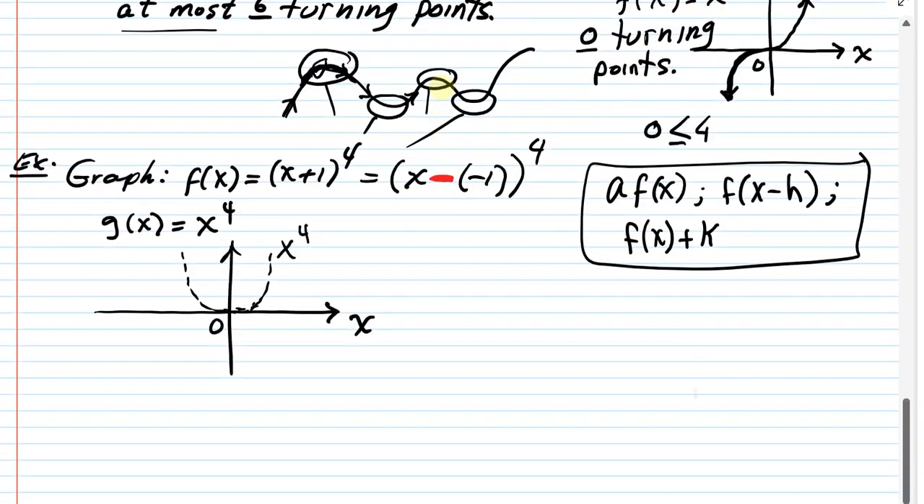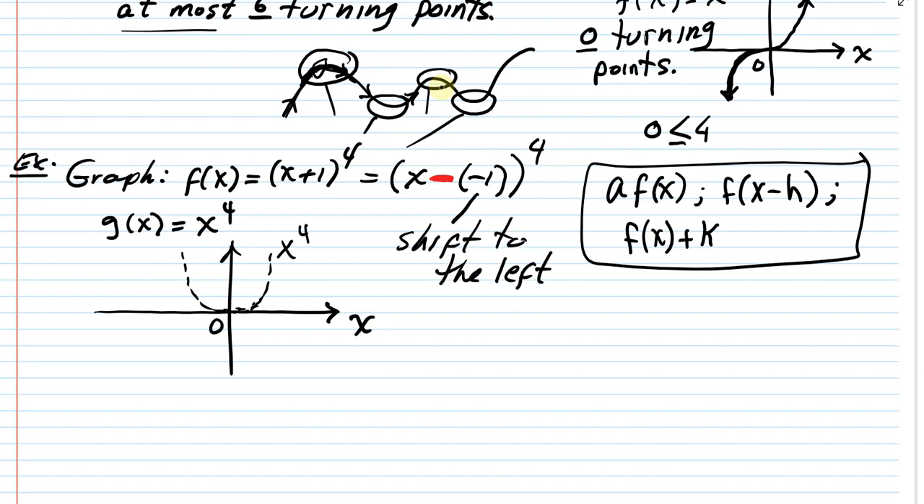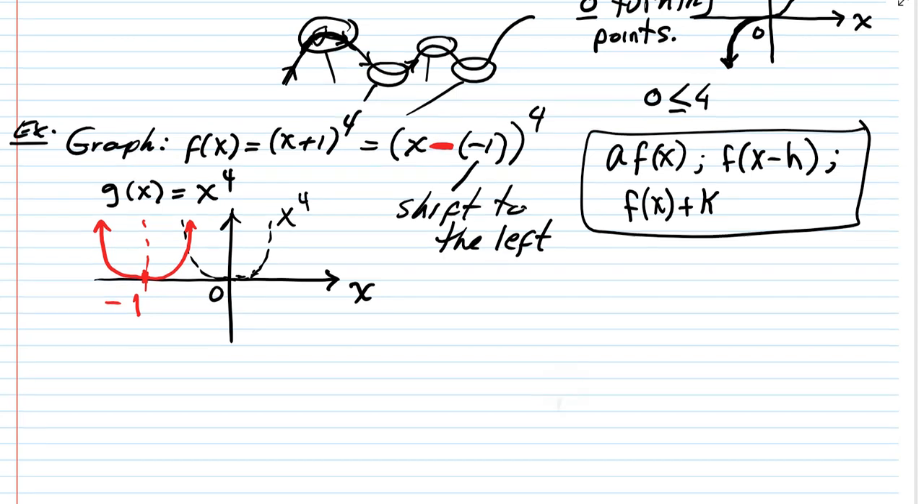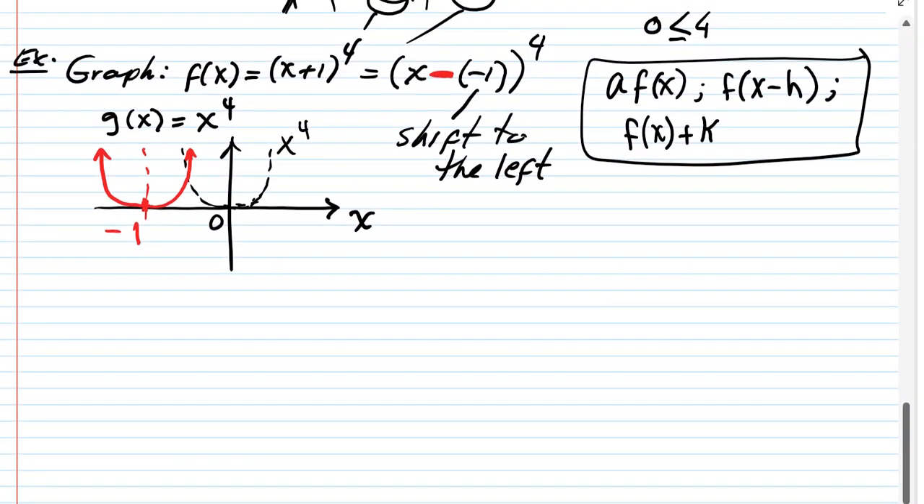In this one, there you go. So we do have a horizontal shift, right? This would be a horizontal shift to the left. So I'm going to go left 1, so this is going to be -1, and redraw that basic fourth power. There's my axis of symmetry, and there's the graph using transformations. Okay, let's do another one.